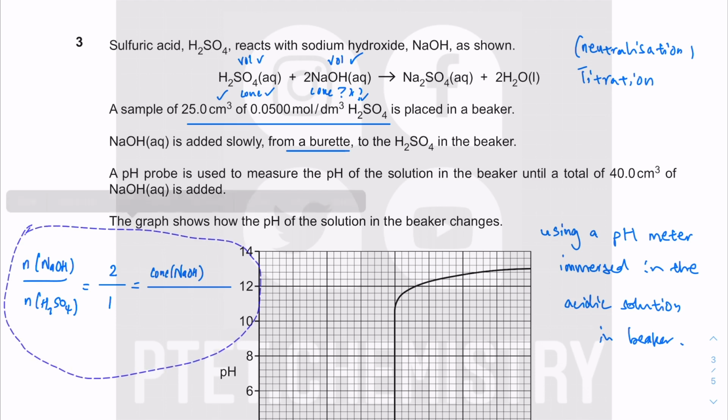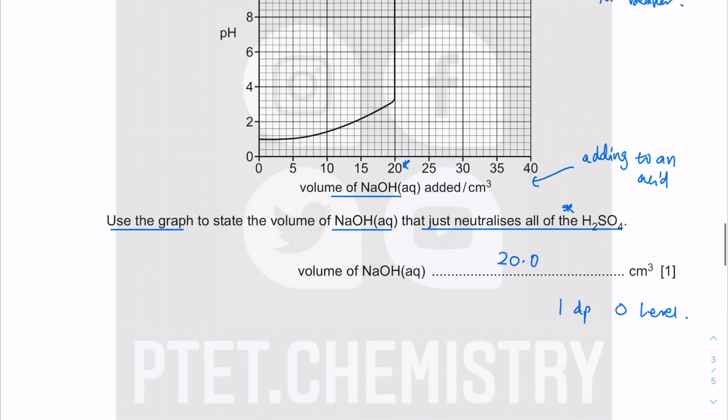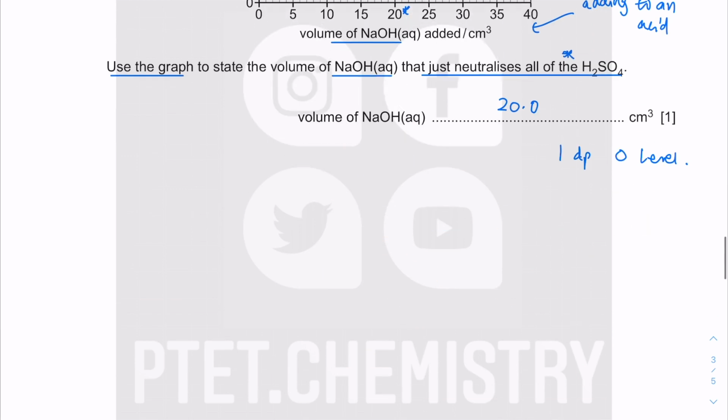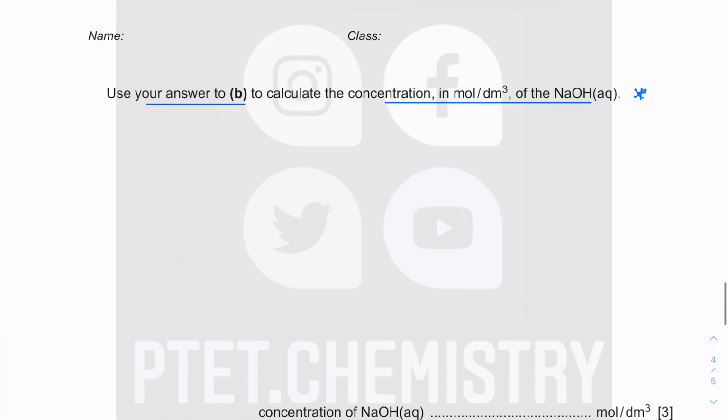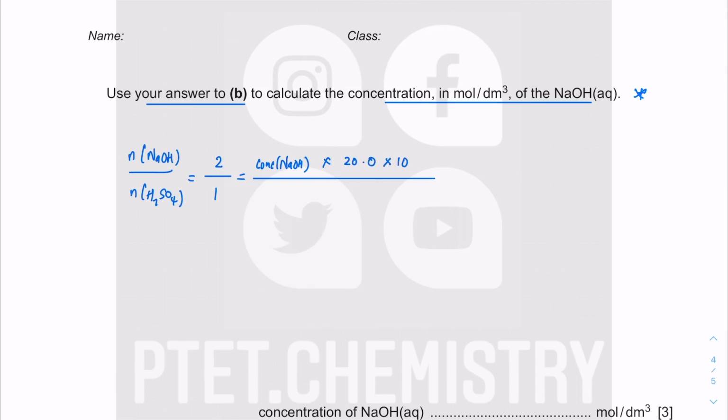And what was the volume of NaOH just now? The volume of NaOH required was 20.0 cm³, so we just copy that down here. Concentration is expressed in mole per dm³, so that's going to be multiplied by 20.0 divided by 1000, or I can just do times 10 to the minus 3, whichever one you like. Just make sure you know that 1 dm³ is 1000 cm³. So how do you convert cm³ to dm³? You divide by 1000. Alright, so convert cm³ to dm³.